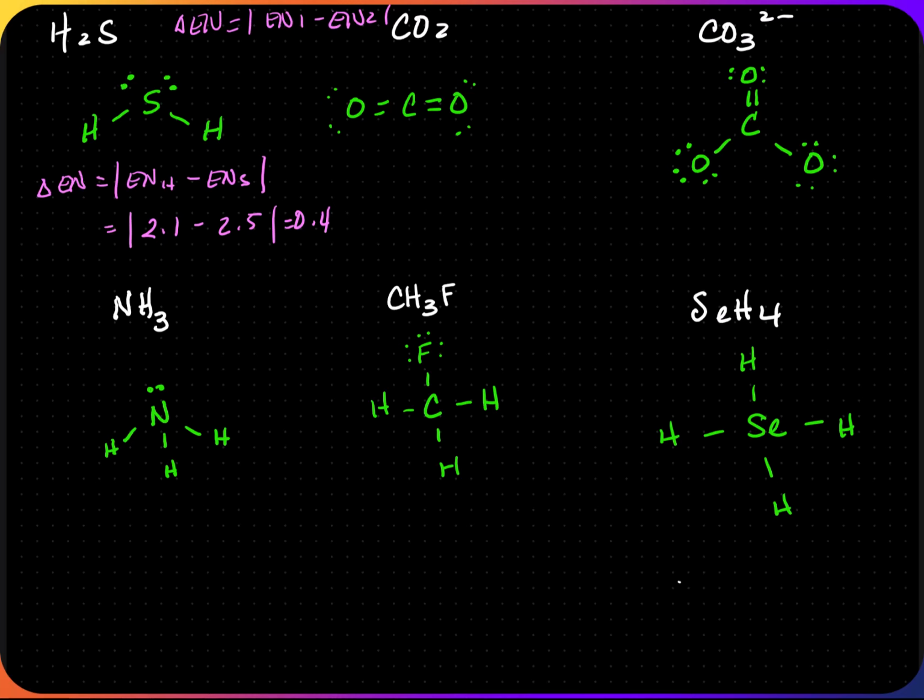The arrow is going to go towards the sulfur. There are two bonds. Both arrows are going to go towards the sulfur. However, when we do the delta EN, it is always between two elements. We do not double or triple the elements if there's more than one element. We know that the individual bonds are nonpolar. However, the overall molecule is polar.